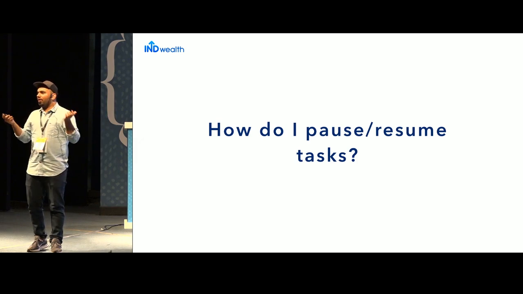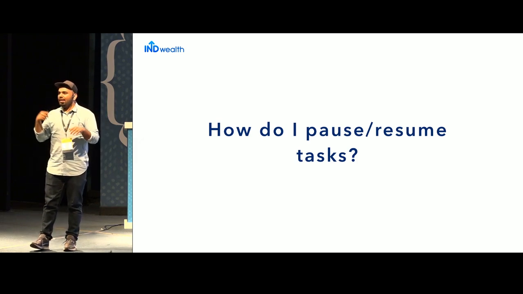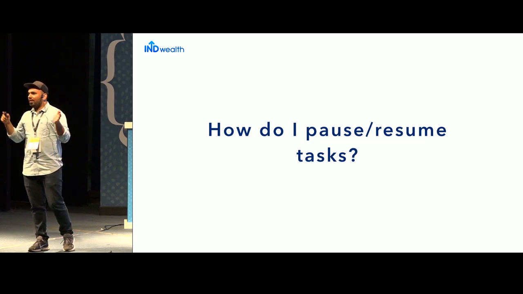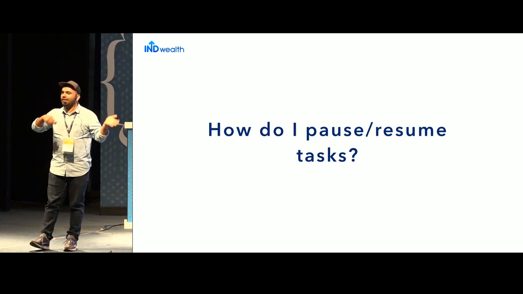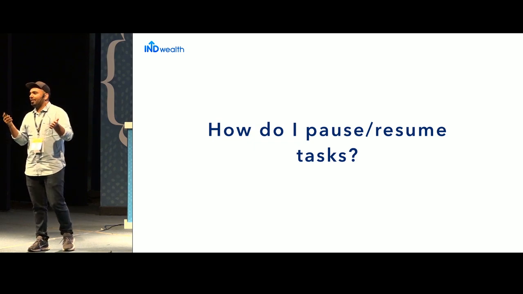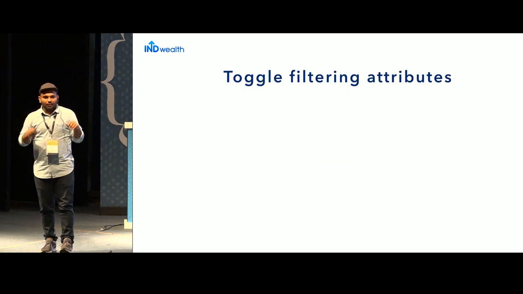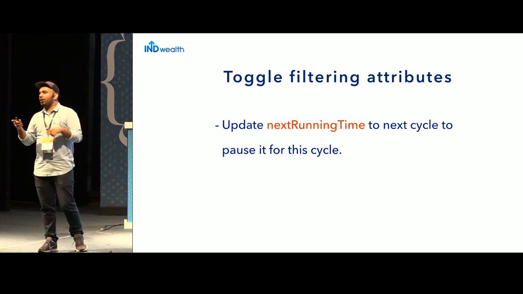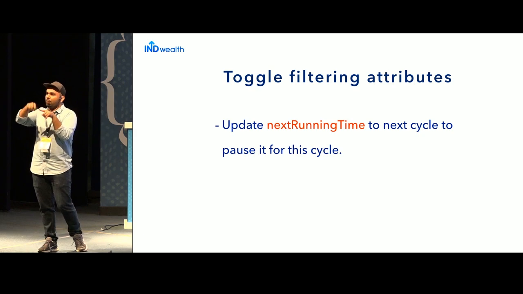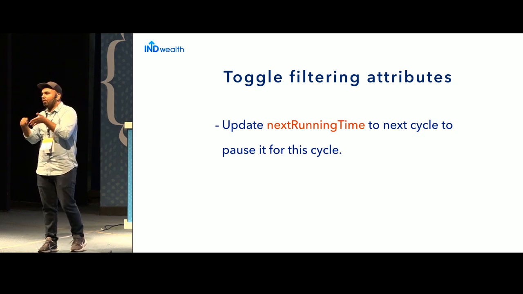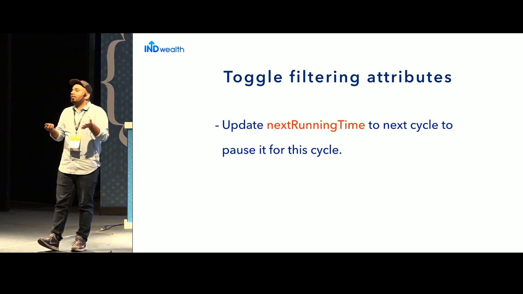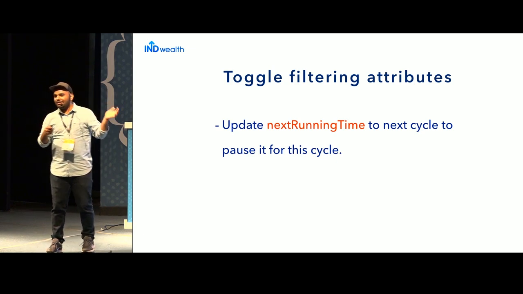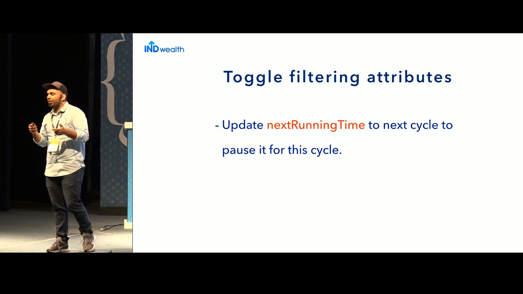The second thing is, how do you pause or resume some of these tasks? Let's say the user came in and said, hey, I had told you to run that task weekly, I do not want that to run this week. Like, okay, but I'd already batched all of my tasks. I'd already created parallel processing rows for them. How can you back out at the last moment? And you'd be like, I can. What do you do then? Well, you simply toggle the filtering attributes. If you update the next running time of that particular task to the next cycle, so let's say it was a weekly task, you update that next running time to the next week's cycle, it would implicitly not be picked up in the next process function. So you have an implicit pause for the next cycle. There's a lot of implicit being thrown around, but that's how it works. You're simply toggling multiple filtering attributes to get your desired result.